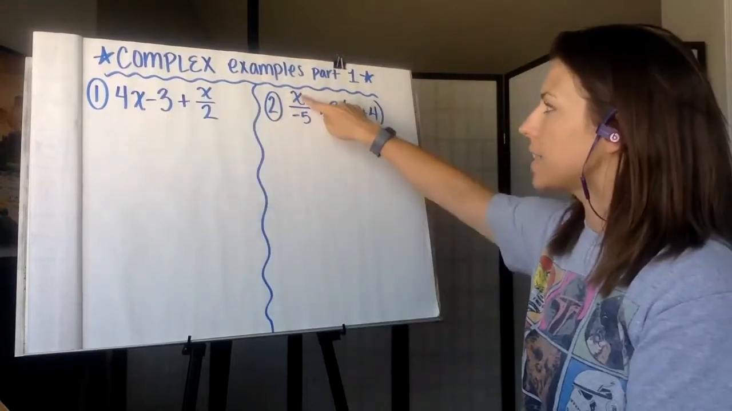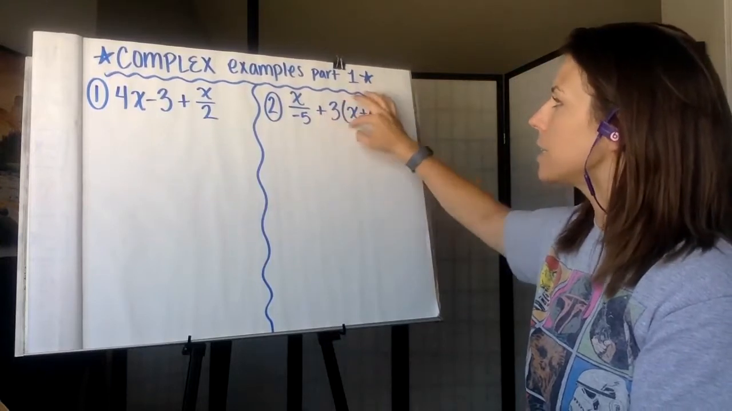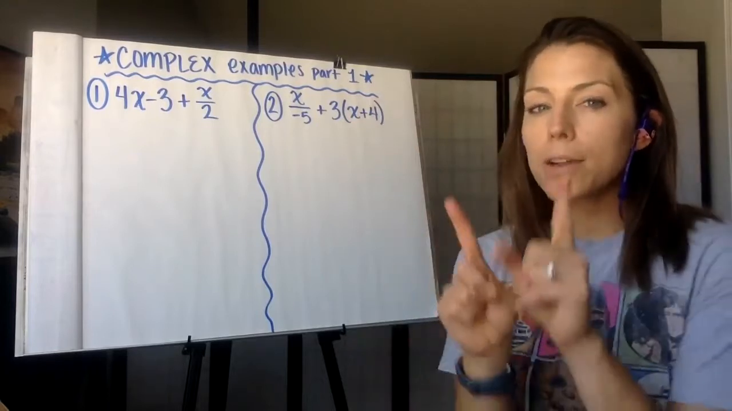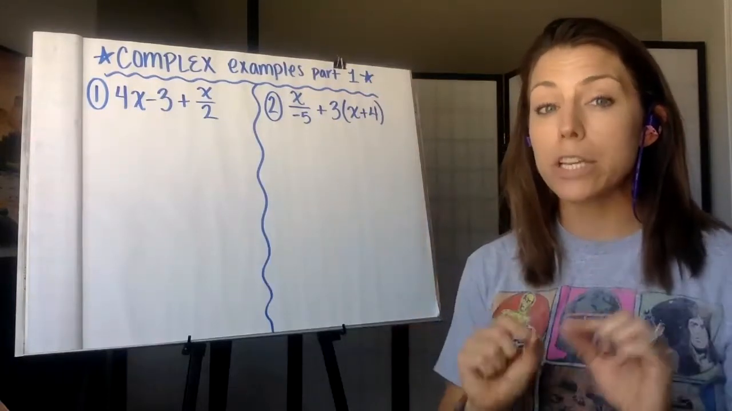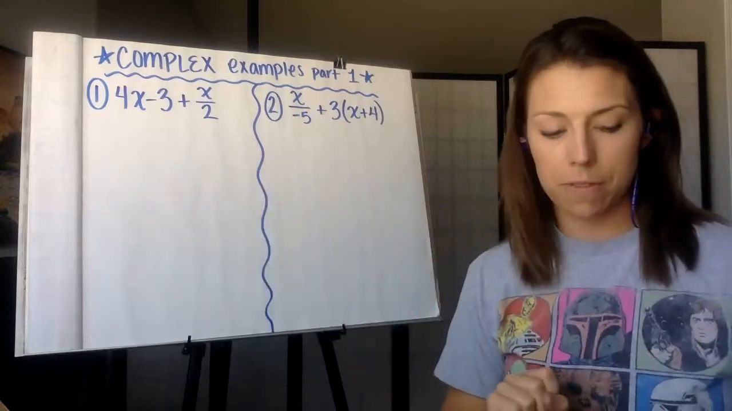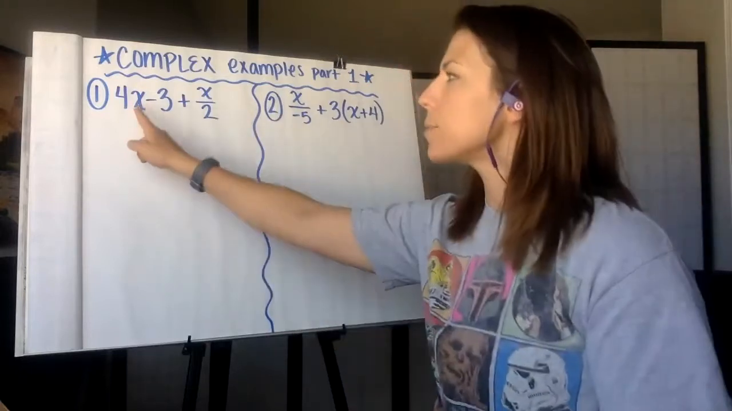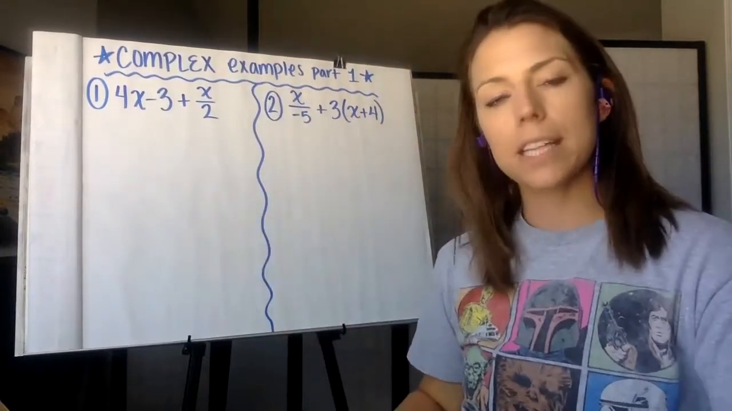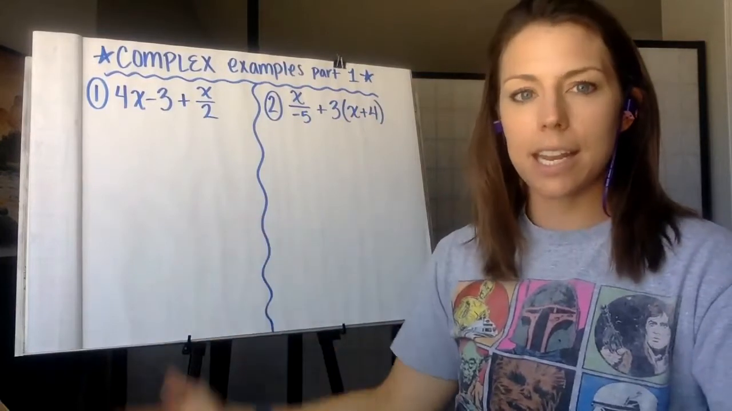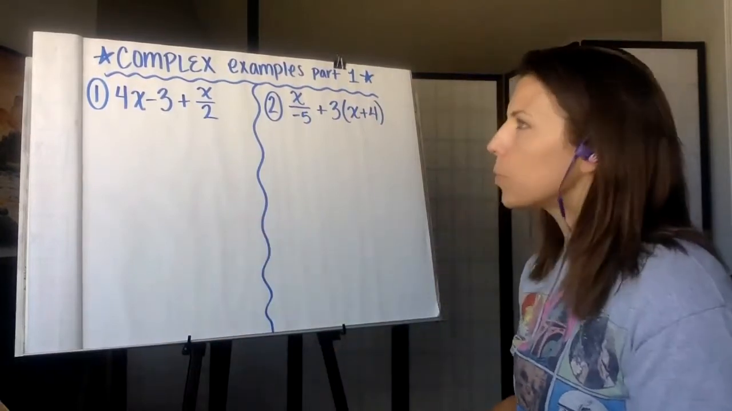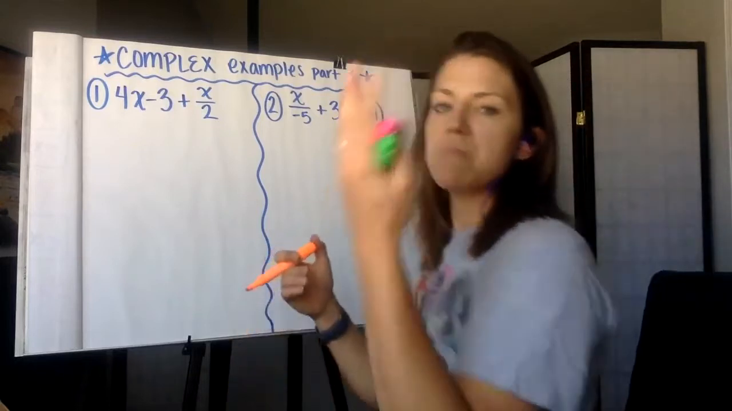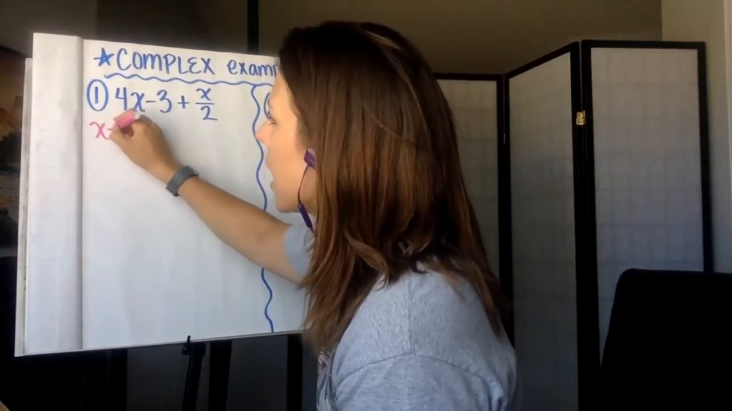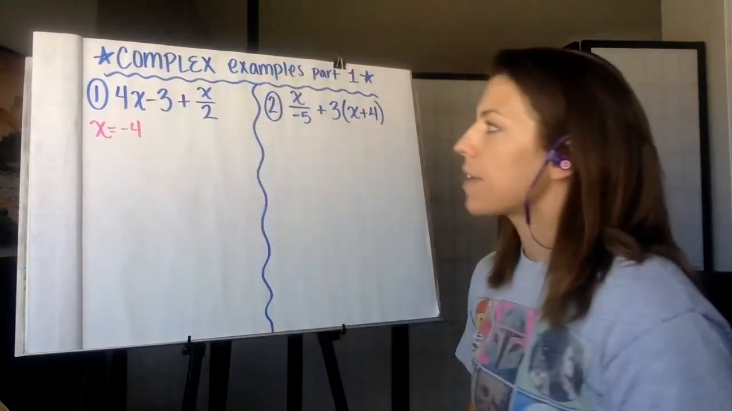Complex example number 2, x divided by negative 5 plus 3 times the group of x plus 4. Now, remember, it only matters what you substitute in when you see quotients. So I purposely put quotients in both of these. So let's see, number 1, it doesn't really matter when I'm multiplying 4 by x, but if I'm going to divide x by 2, I'm going to pick a number that's divisible by 2. 2, 4, 6, 8, 10, etc. So I'm going to pick, what's divisible by 2? How about negative 4? That sounds fun. So for number 1, we are going to substitute in negative 4 and simplify, which means do the math.